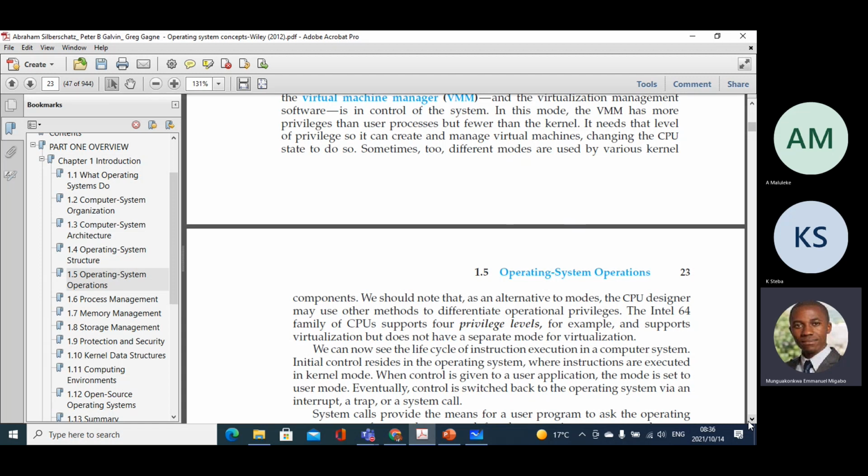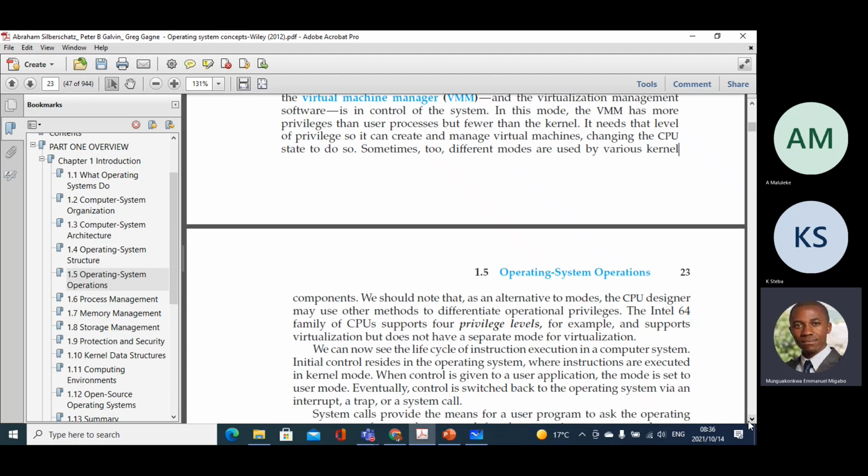So the differentiation between operational privileges is not only a software matter, it can also be a hardware matter. The CPU designer may therefore, as he designs the CPU, cater for that from a hardware point of view. A typical example is the Intel 64 family of CPUs, which support what we call 4 levels of privileges. They support virtualization, but do not have a separate mode for virtualization. So you may also have a CPU that supports virtualization, but this virtualization is set up not in software, but by hardware privileges.